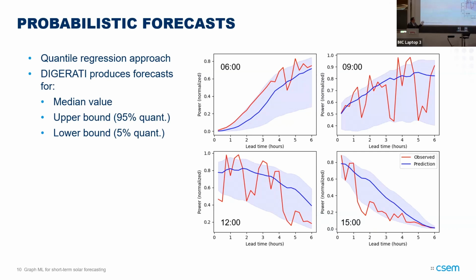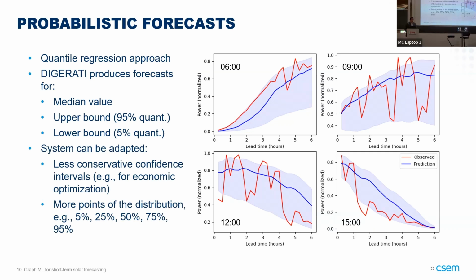And this is an example for the same day: the forecast at 6, the forecast at 9, the forecast at 12, and the forecast at 15. So we can see how, even though this is a very variable day, the confidence intervals try to cope with the high variability of the signal.